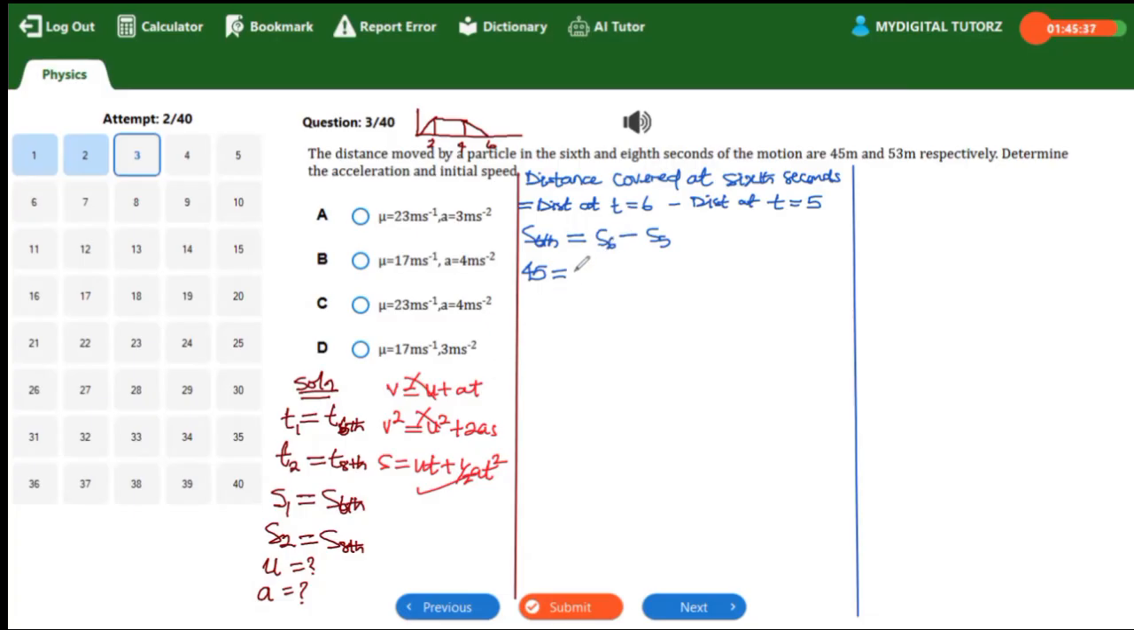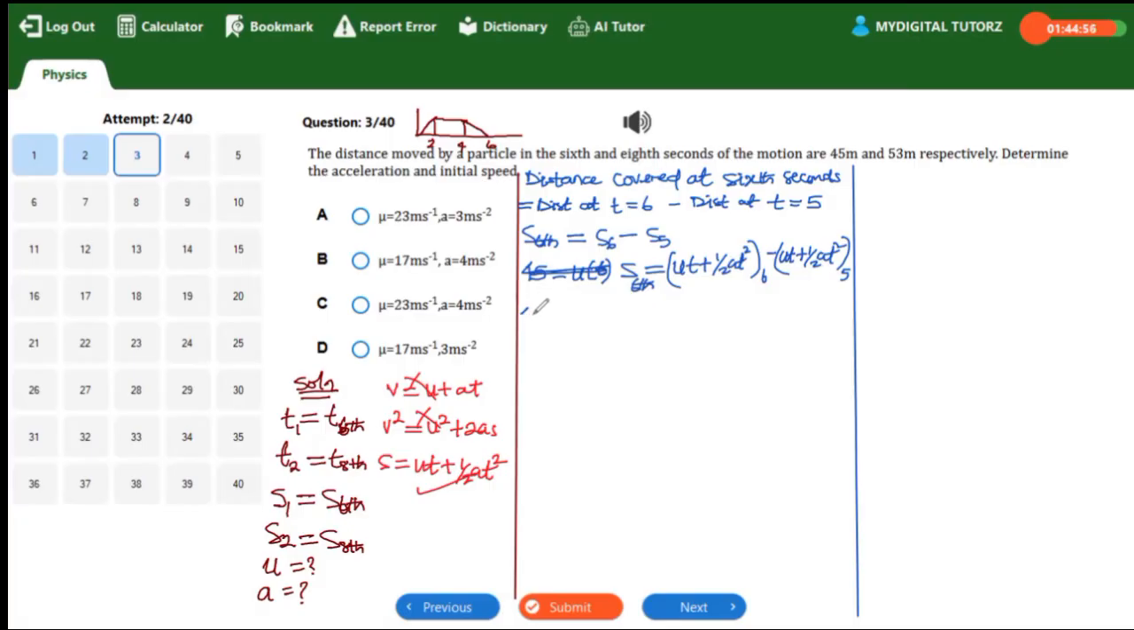We now use the formula, which is what? S = UT. So this time around, our T is what? 6, right? Okay. So let me write the formula down first. That is S is equal to UT plus half AT squared. This is for the sixth position, right? Minus UT plus half AT squared for when time T is equal to 5. So this is the sixth second.